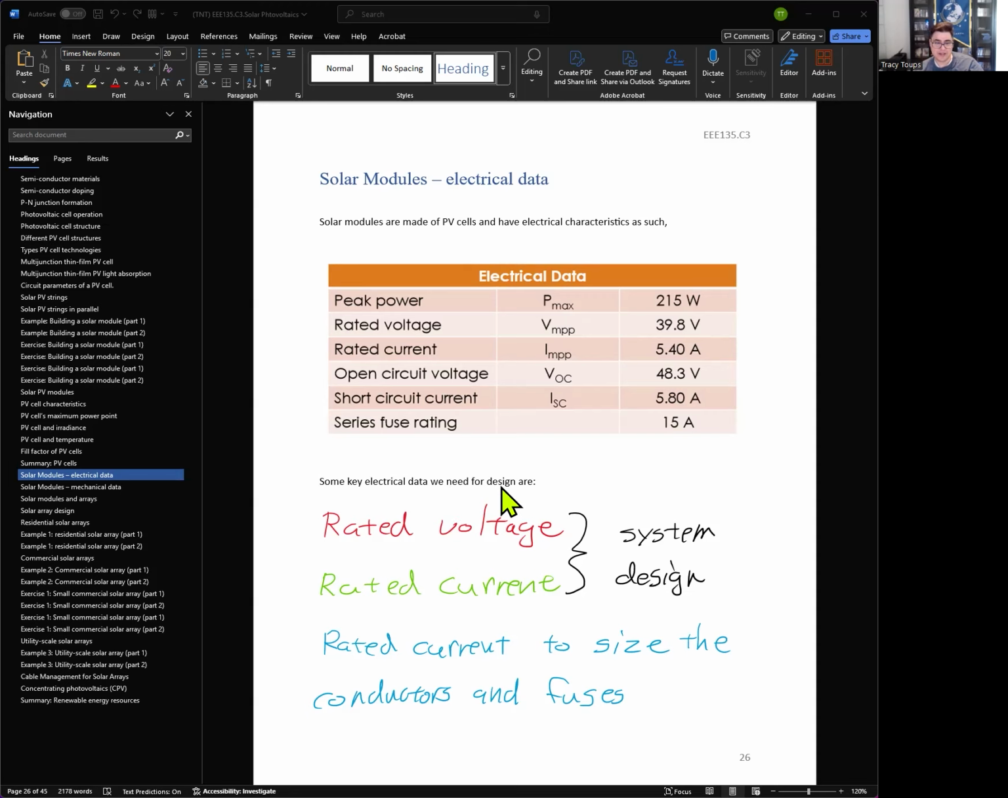For key electrical design, we need rated voltage and rated current. That's for the system design, and from that we can find our power. We also need to know the rated current for sizing conductors and fuses. You're going to have cabling, fuses, and all this other stuff to carry the power from the solar module all the way to the inverter, and we need the rated current to size all that.